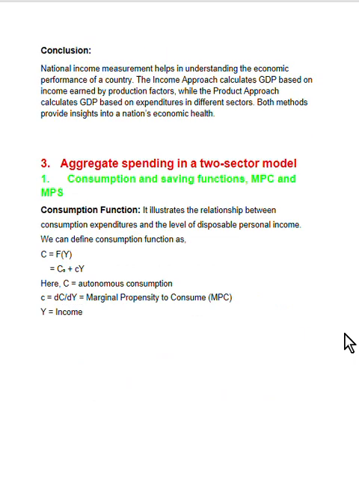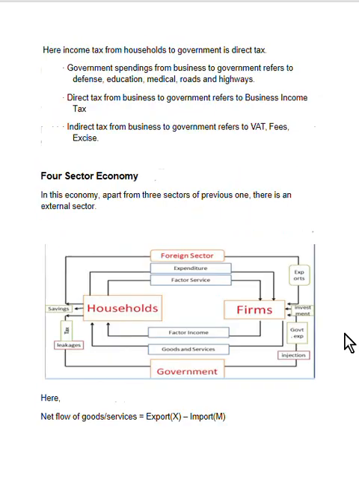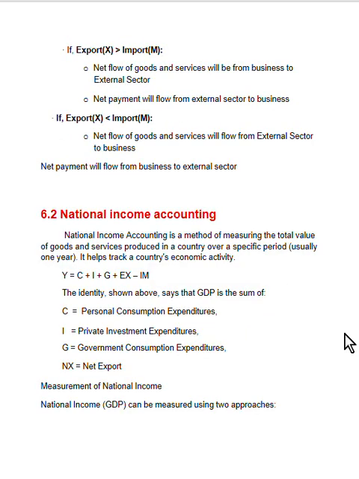And lastly, national income measurement helps in understanding the economic performance of a country. The income approach calculates GDP based on income earned by factors of production, while the product approach calculates GDP based on expenditure in different sectors. Both methods provide insights into a nation's economic health. And that is all about the main concern of national income accounting. Thank you for continuing with me.